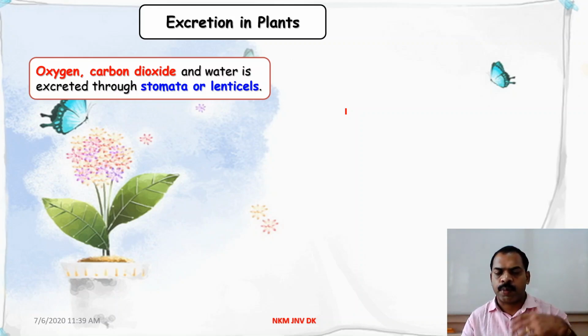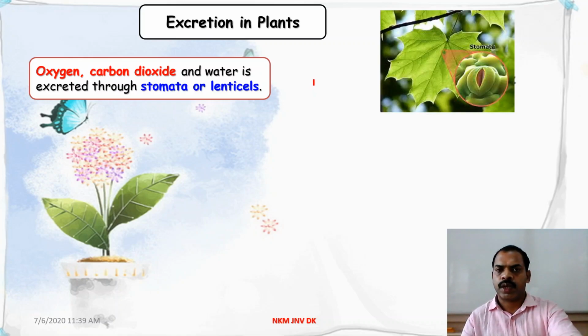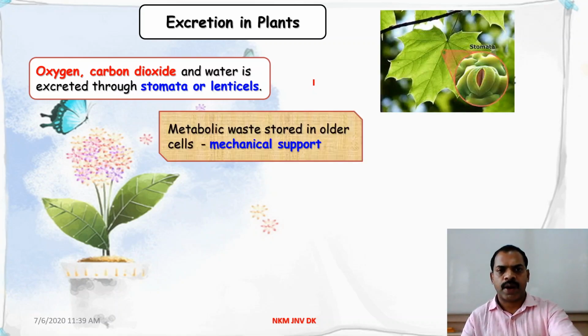Sometimes plants excrete carbon dioxide. When there is no photosynthesis and only respiration, the plant starts to release carbon dioxide, and water is released through transpiration, in the form of water vapor. So these releases of oxygen, carbon dioxide and water happen through stomata or lenticels. Lenticels we already learned are the crack openings in the stem as well as the roots. So the stomata is a good excretory part of the plant.